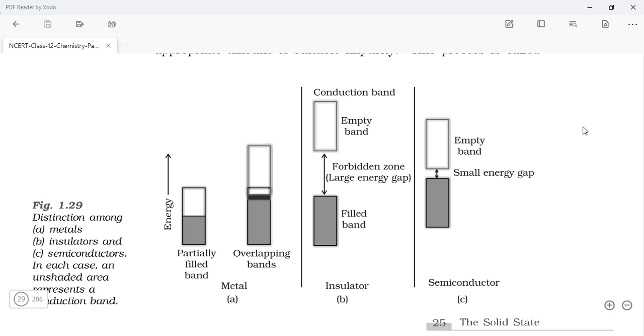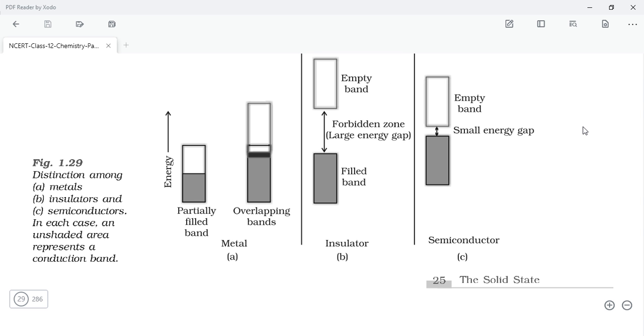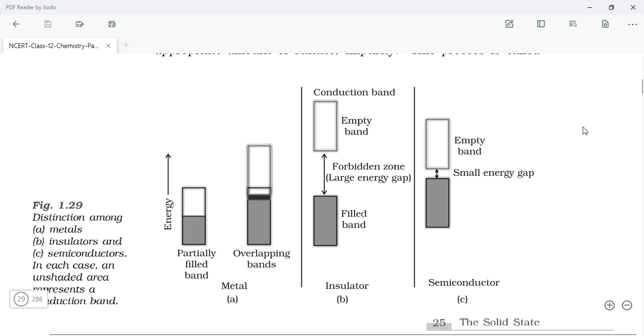Now if you look at figure 1.29, distinction among metal, insulator, and semiconductors. In each case, an unshaded area represents a conduction band. Partially filled band, overlapping band: this is metals. Insulators have a conduction band, forbidden zone, large energy gap, and filled band. Semiconductor has a small energy gap, but there is an energy gap.